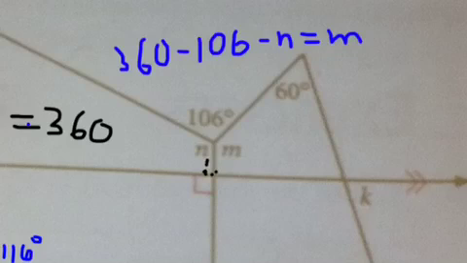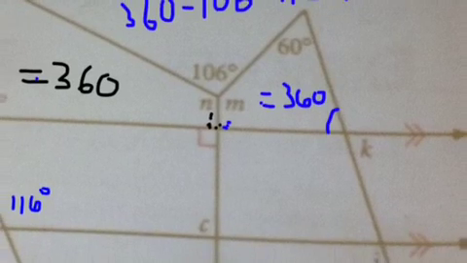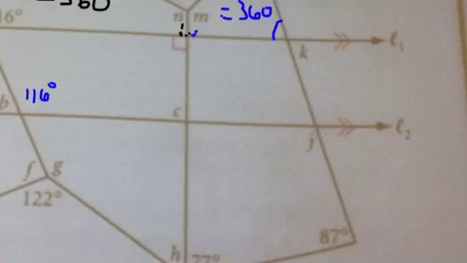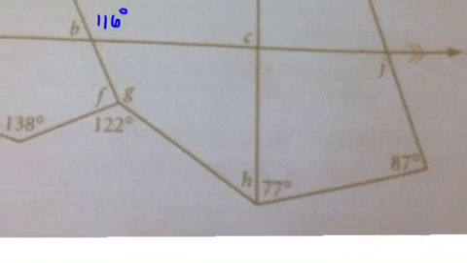Once you have M, you can get this angle here because that's 90. And then you can figure out this angle because that's another four-sided shape, so it equals 360. And then you'll have K, which is great because then when you have K, you can get J because then you'd have alternate interior angles and then the supplement of that.